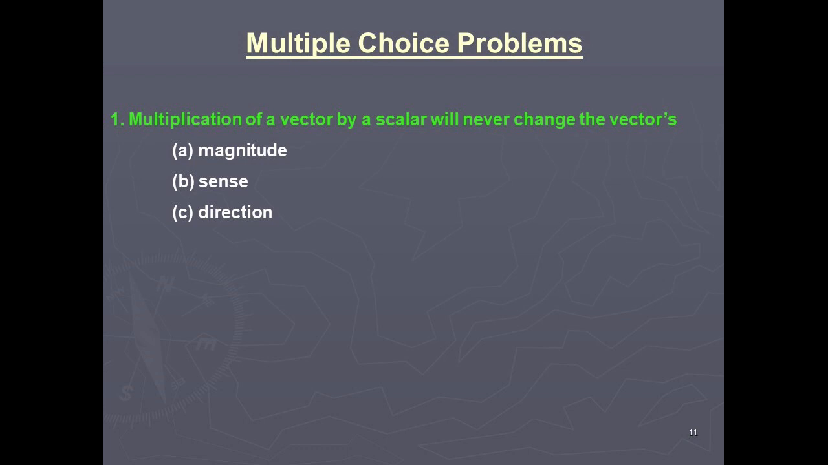Okay, who can tell me the answer to this? Multiplication of a vector by a scalar. Understand it very well, okay? Digest it first. Multiplication of a vector by a scalar will never change the vector's A, magnitude, B, sense, or C, direction. What is the answer to this?